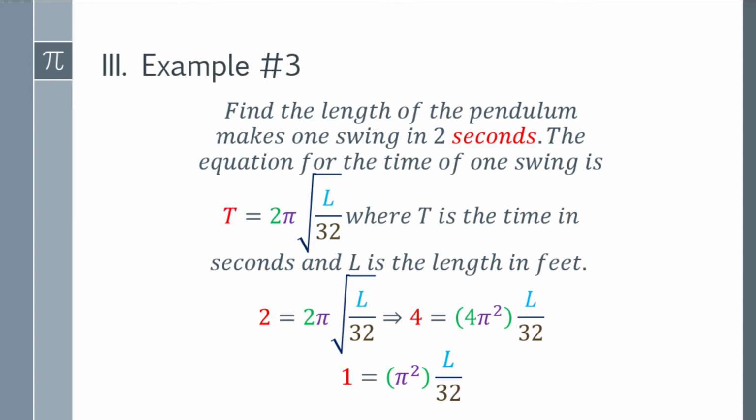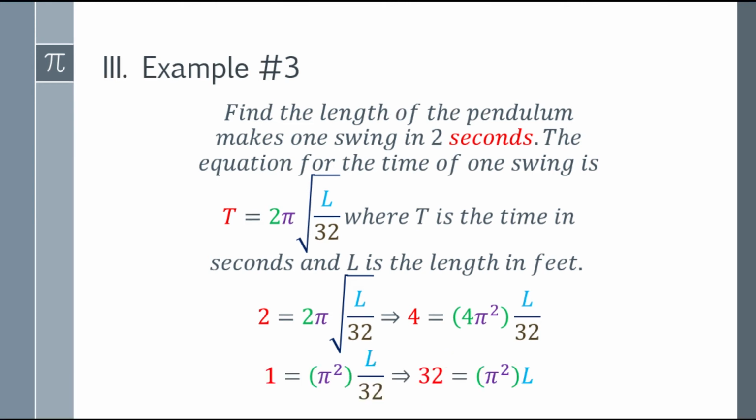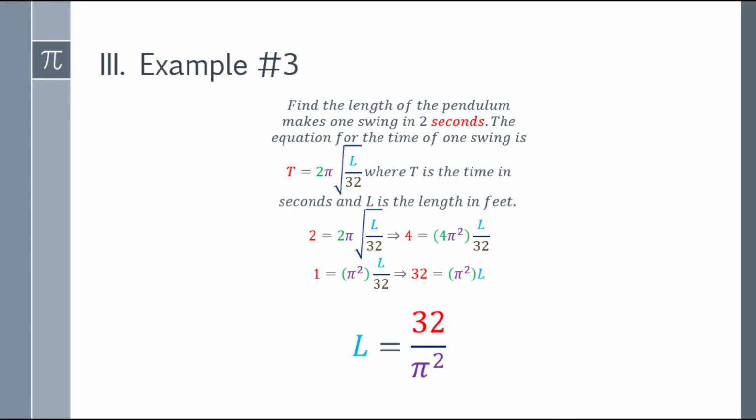Ngayon, multiply both sides by 32, that will be 32 is equal to pi squared, multiplied to L. And to find the value of L, that will be 32 over pi squared. And that is the final answer. Okay?